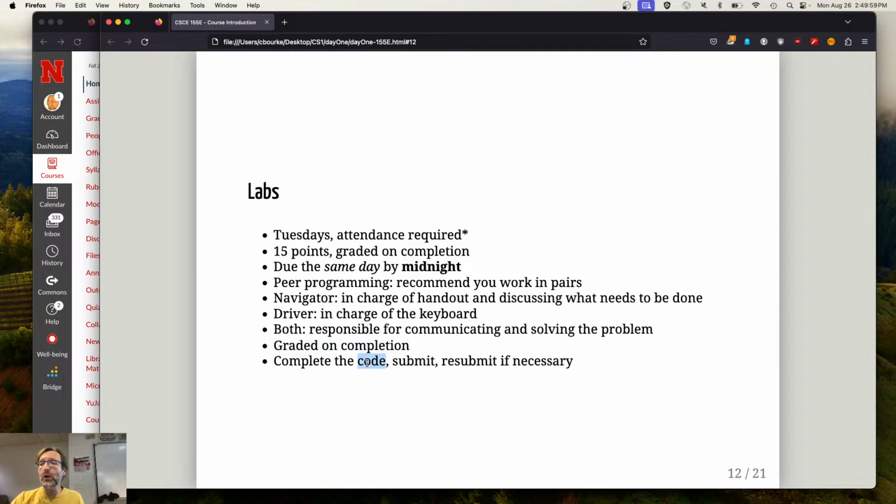So complete the code, submit, resubmit if necessary, as many times as you want up until that due date at midnight. They are designed to be done within the lab, so if you're well prepared and you get there and start immediately, it's only going to take you an hour and 15 minutes to get it done. Right? That's okay if you didn't get it done, because you still have till midnight. So go home, finish it there if you need to.